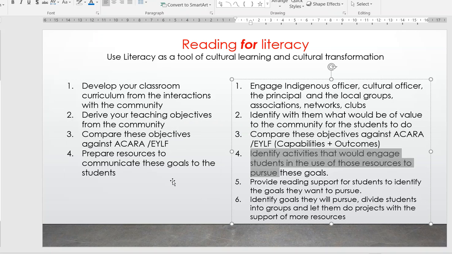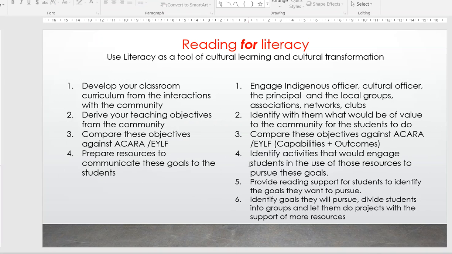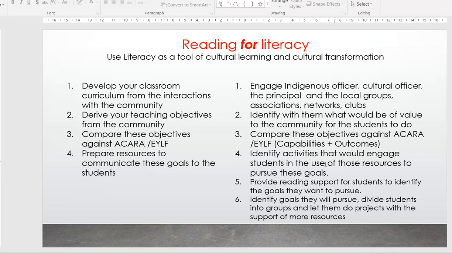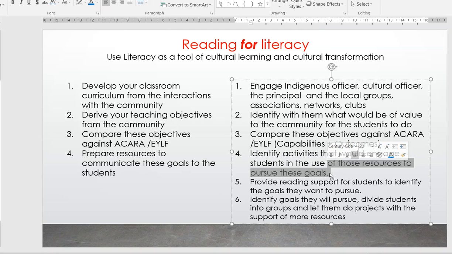So you prepare resources to communicate these goals, and that translates also into identifying activities that would engage students in the use of those resources, right? So that they can actually learn by themselves about the community needs. And sometimes the process of learning about the community needs may require students to do some reading, because they might want to have a look at what is out there and maybe compare it also with what is needed.